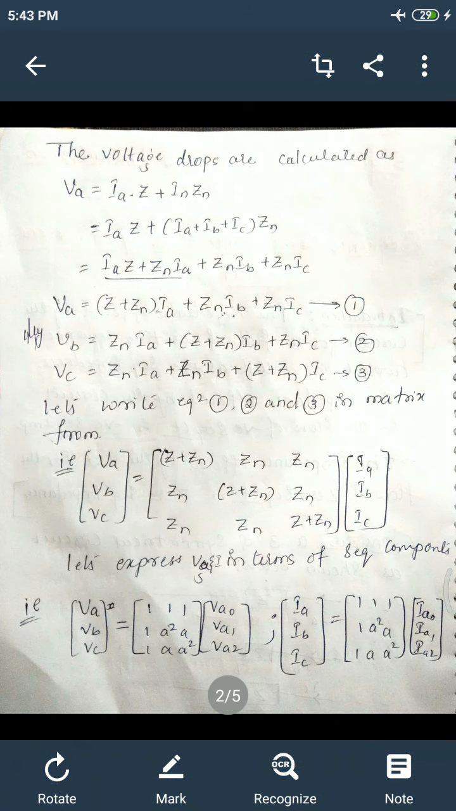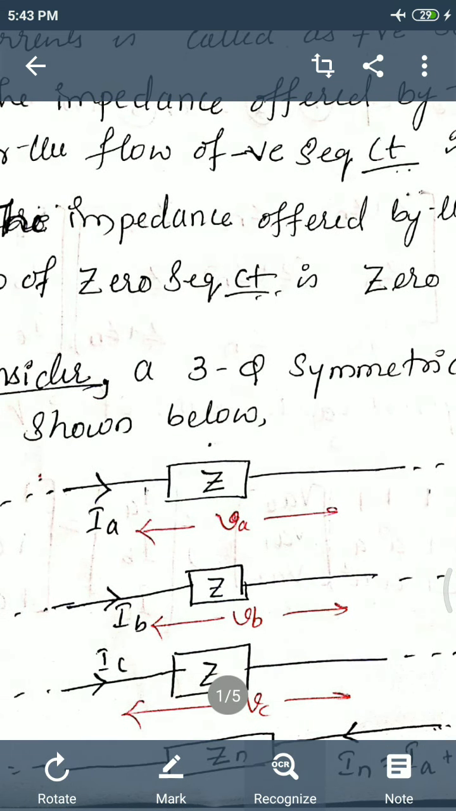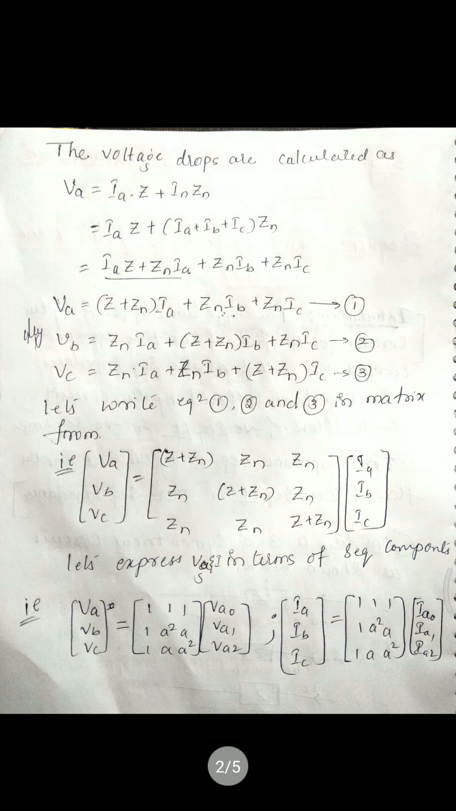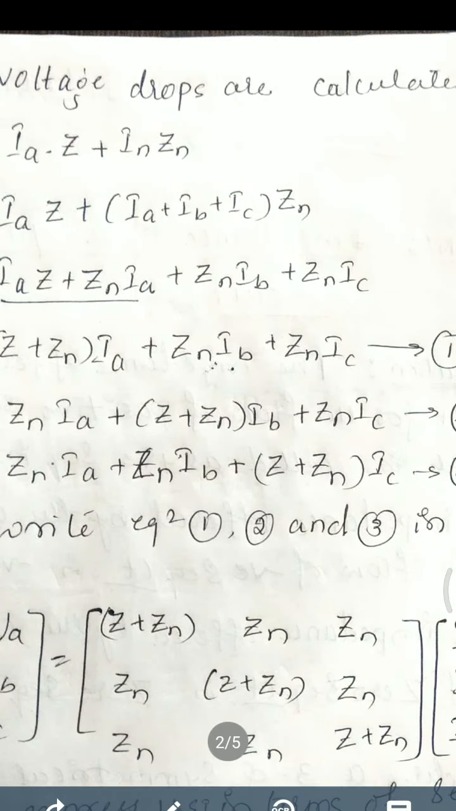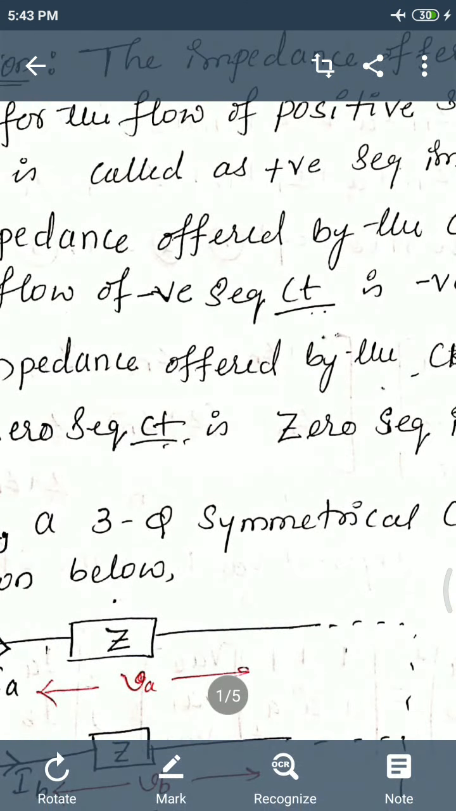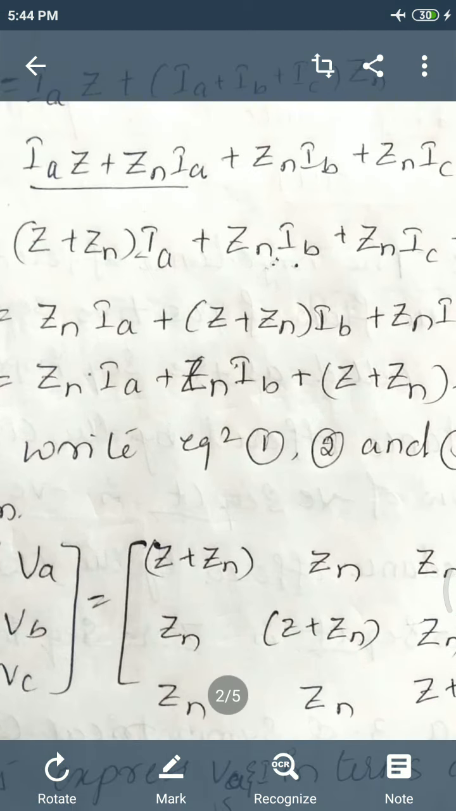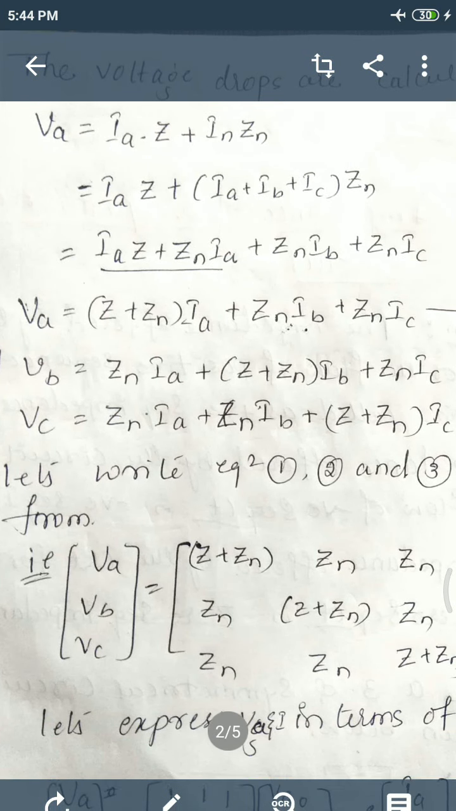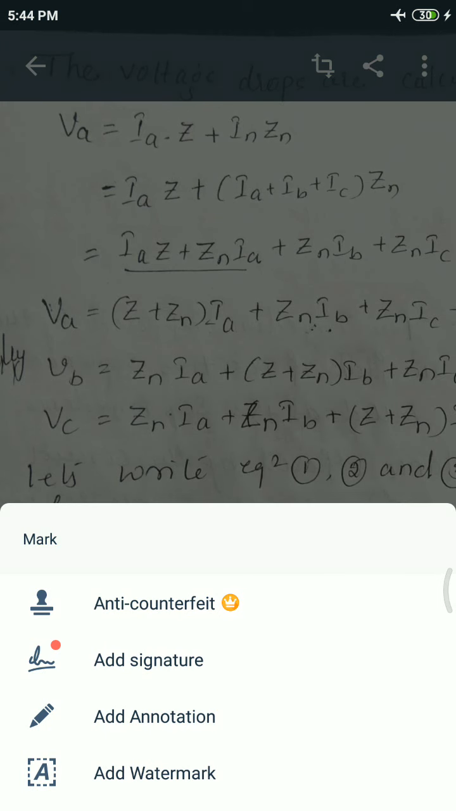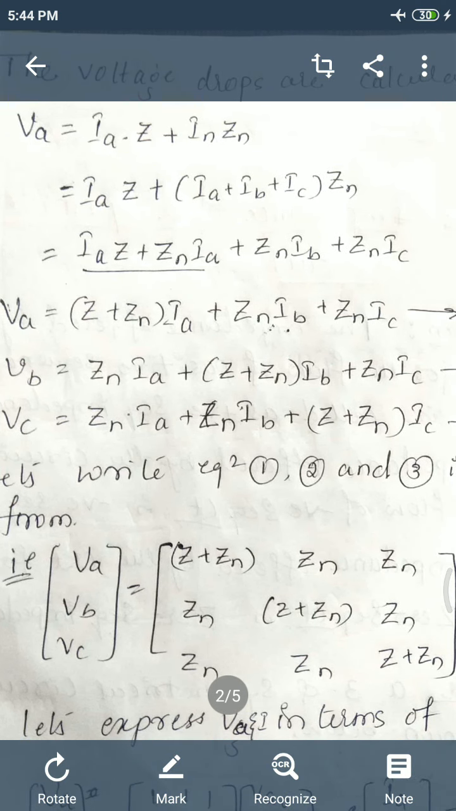So in that way, VA is equal to IA into Z plus IN into ZN. Next, express IN as IA plus IB plus IC, because as you know, IN is equal to IA plus IB plus IC. So substitute IN as IA plus IB plus IC and then expand this equation: IA Z plus ZN IA plus ZN IB plus ZN IC.